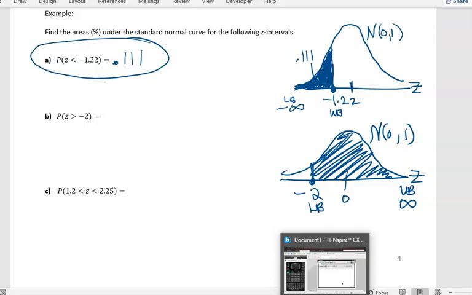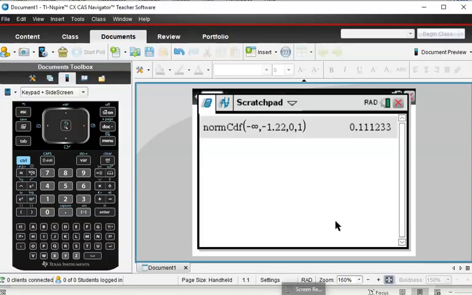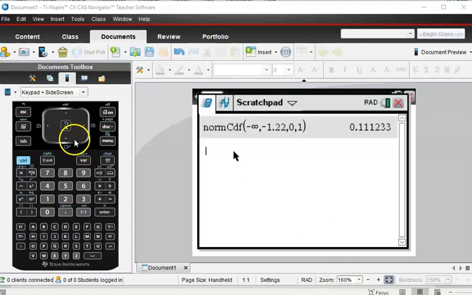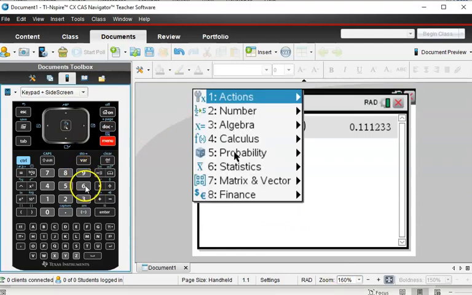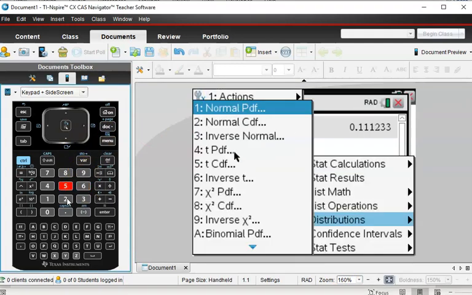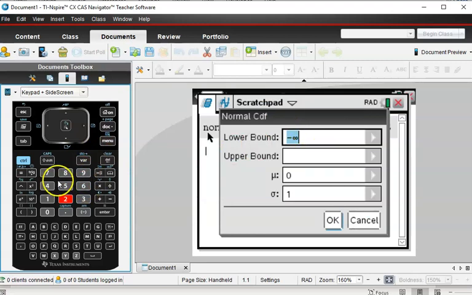All right, so I'm going to go to my calculator. I'm going to go Menu, Statistics, Distributions, NormCdf. My lower bound this time, again, is negative 2. So I'm going to take out that negative infinity, tab down, and then for the upper bound, I need to put positive infinity.